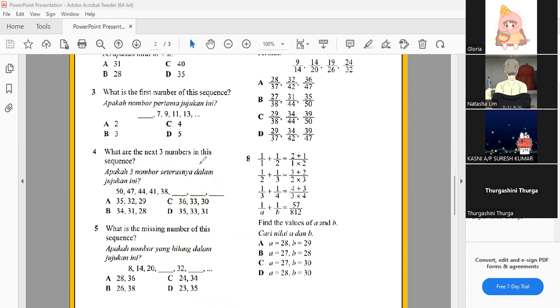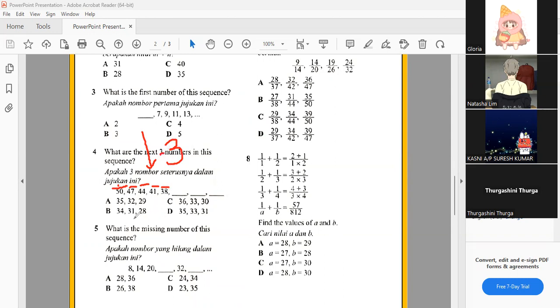What are the next 3 numbers in this sequence? No worries, your line is slow, that's why I'm also talking slow. All right, we have 50, 47 going down, 44 going down, 41 going down, 38 going down, and it's going down in threes, if you notice that. So you just minus 3.